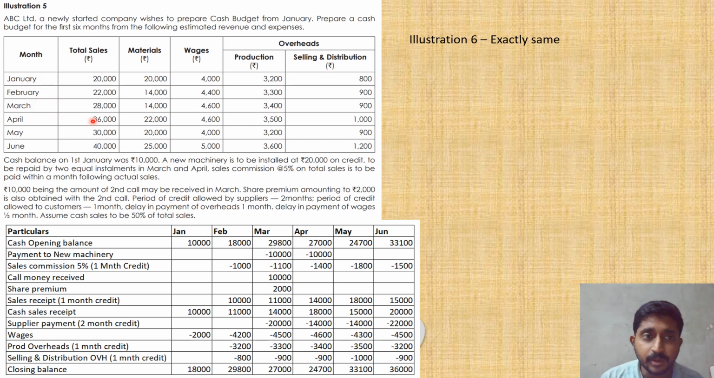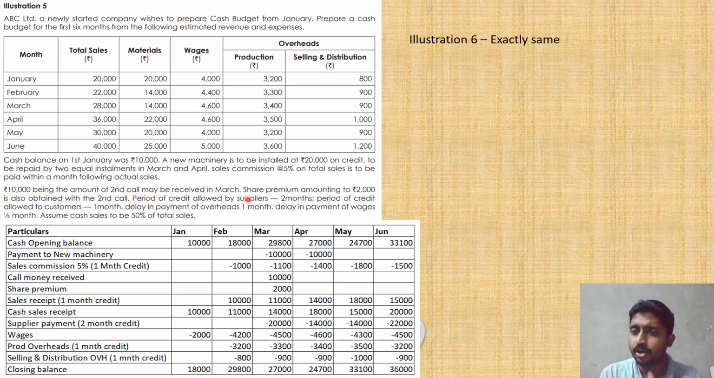For March we will pay in April. So you can put the schedule of all the payments of sales commission month on month. You can create the table month on month, with 1 month delay, and put the sales commission. Next is 10,000 being the amount of second call may be received in March.